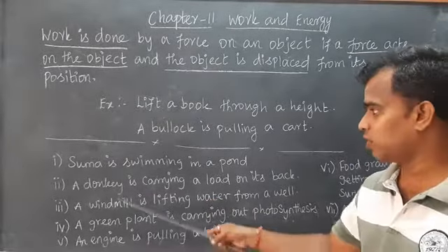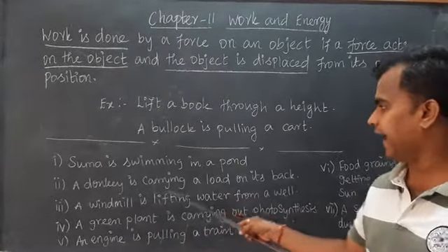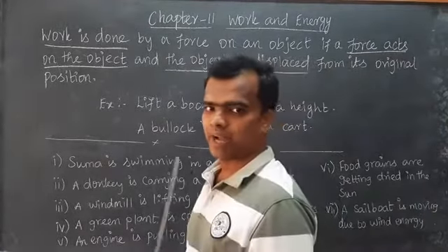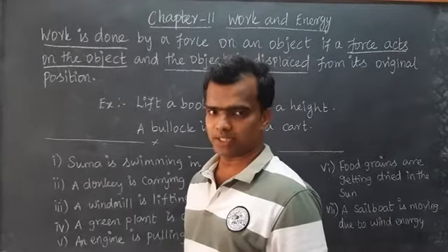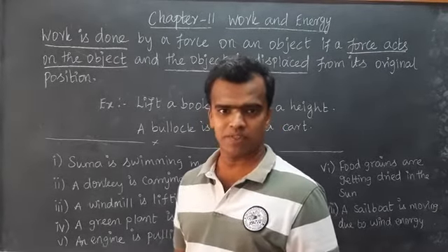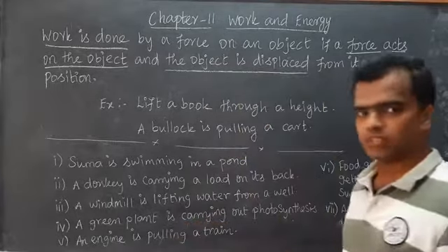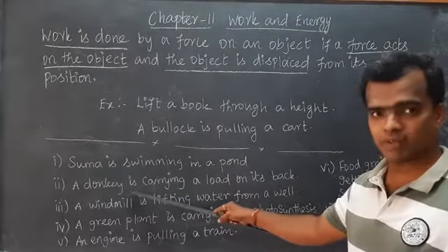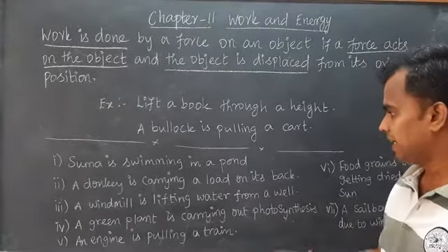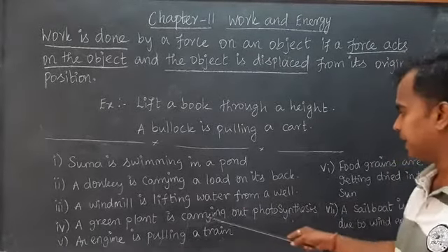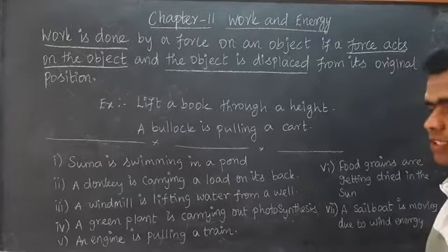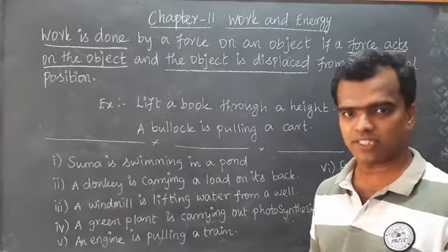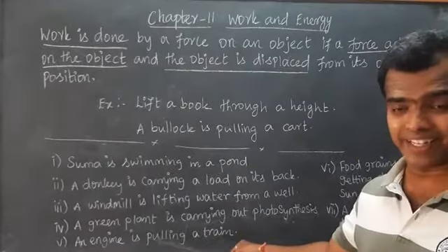Here I will tell you: a donkey is carrying a load on its back. Carrying a load on its back means there is no work done because there is no displacement, right? Therefore this one is not work done. This is a very good example of work not being done. Similarly, a green plant is carrying out photosynthesis. During photosynthesis there is no displacement, so there is no work done here.